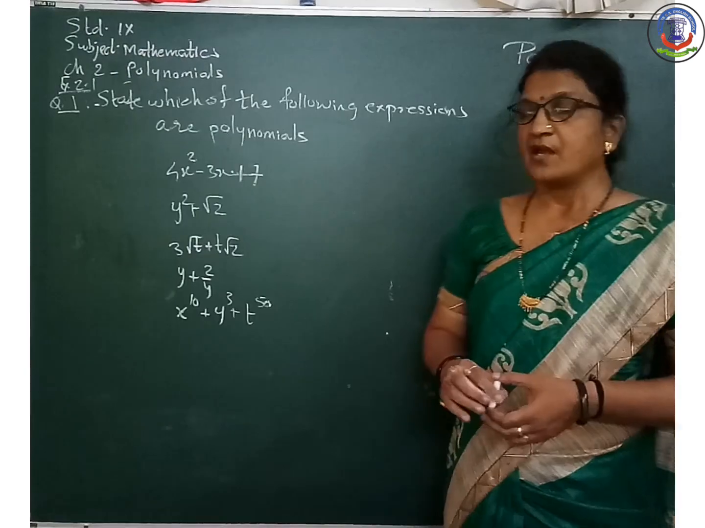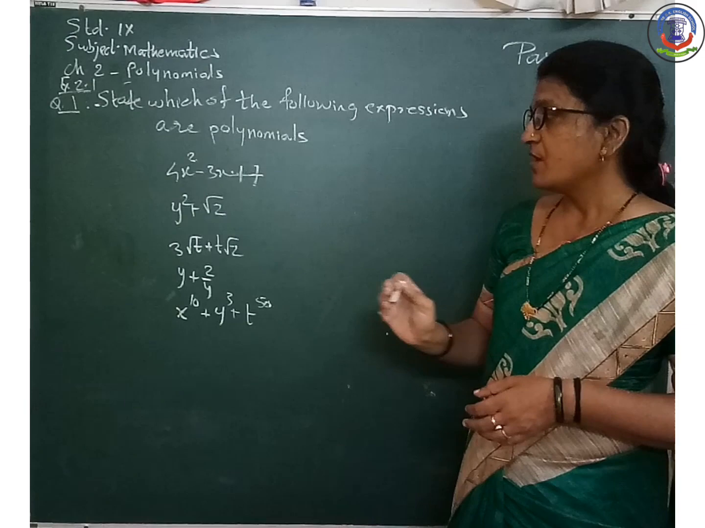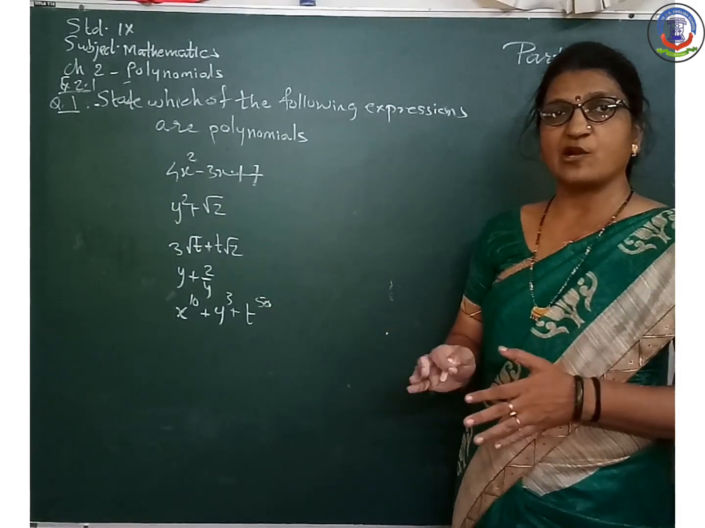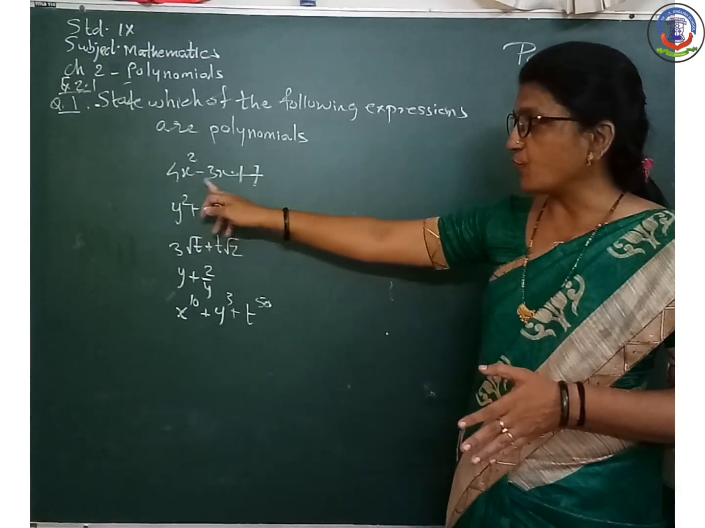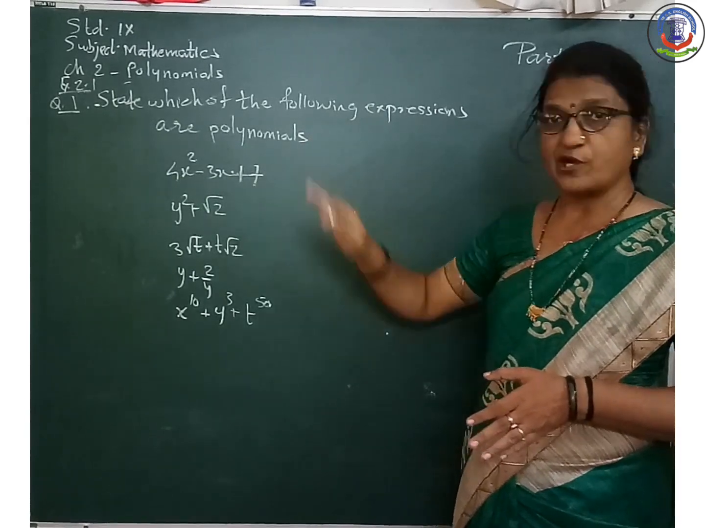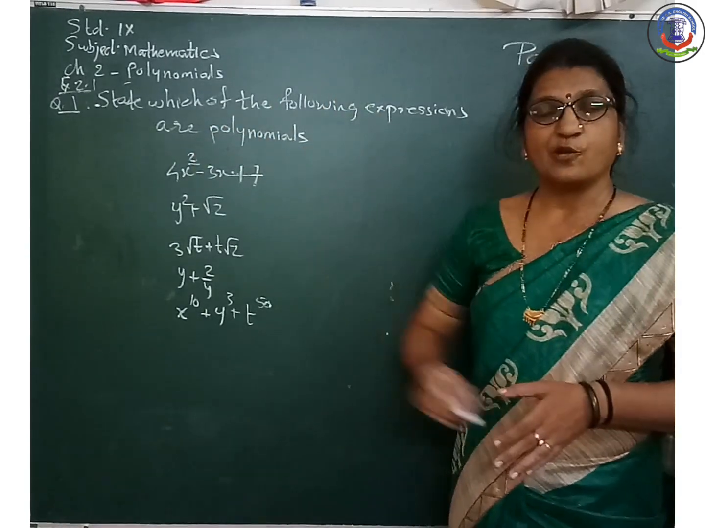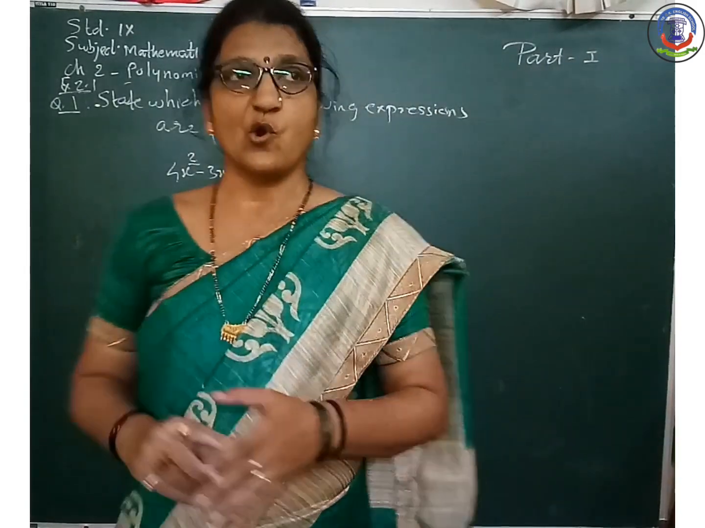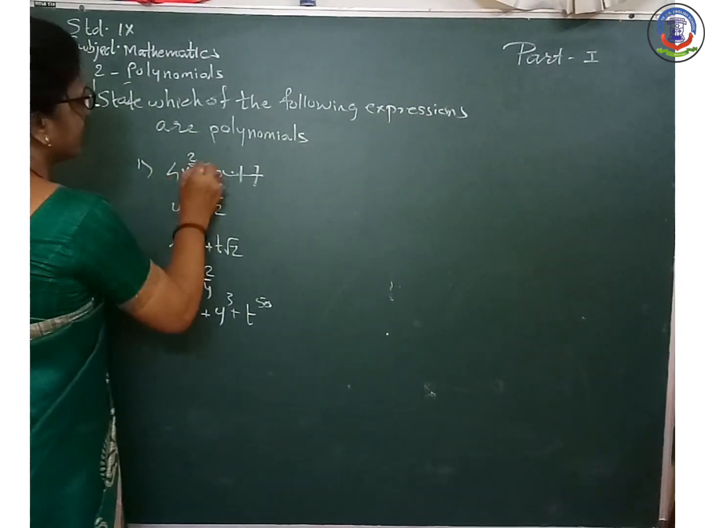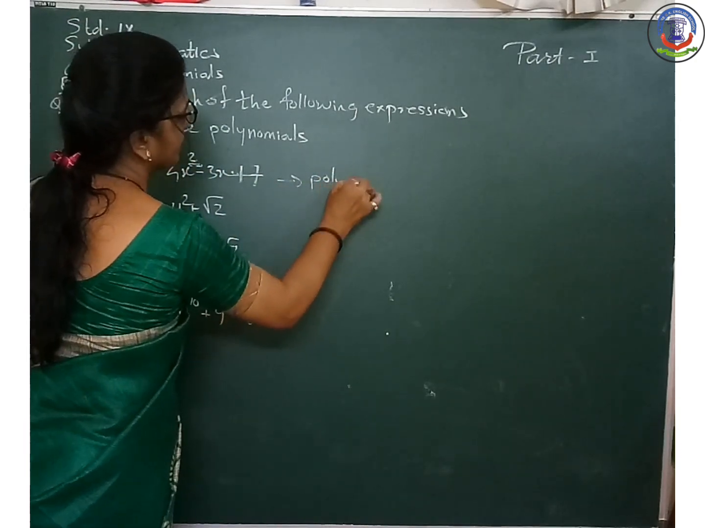Exercise 2.1, first question. State which of the following expressions are polynomials. These are the given examples. We have to state whether they are polynomials or not, and if they are not, then justify. The first example, 4x square minus 3x plus 7. When we want to decide whether it is a polynomial or not, we first have to see the power. The power should be a non-negative whole number. Here the highest power is a whole number, therefore this is a polynomial.